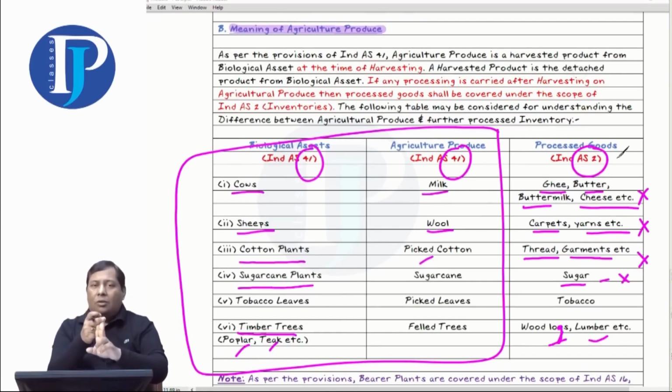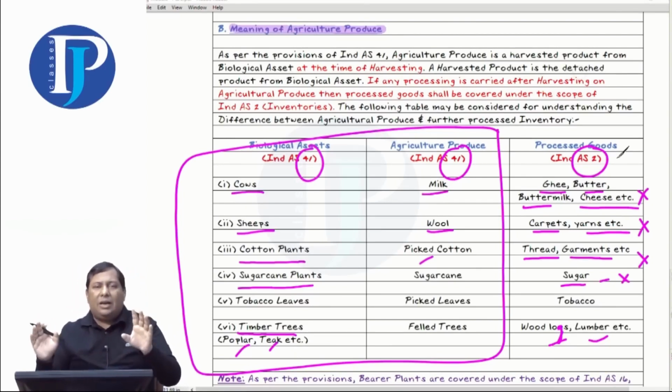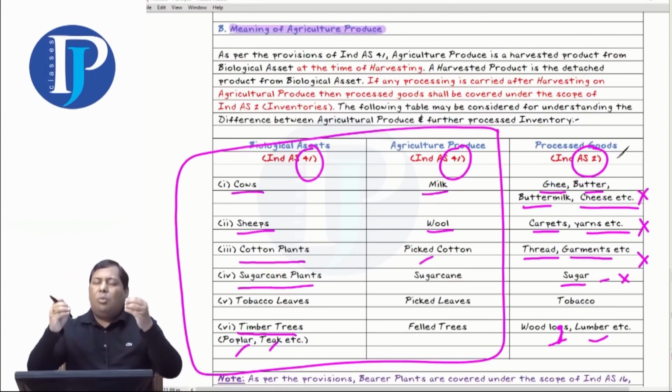Animal and its produce, Ind AS 41. Bearer plant, Ind AS 16, but its produce, Ind AS 41. All the produce comes under Ind AS 41. I am not telling you anything new. We have spent a good amount of time on studying all of these in class.